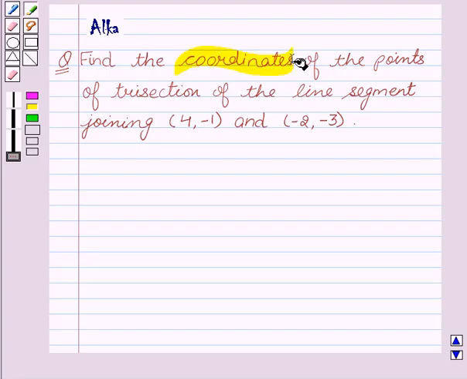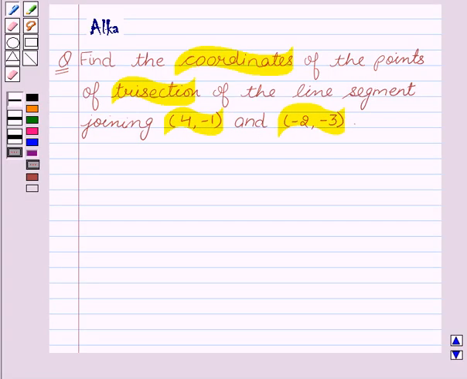Find the coordinates of the points of trisection of the line segment joining 4, minus 1 and minus 2, minus 3. Before starting with the solution, I would like to tell you the basic idea behind the question.